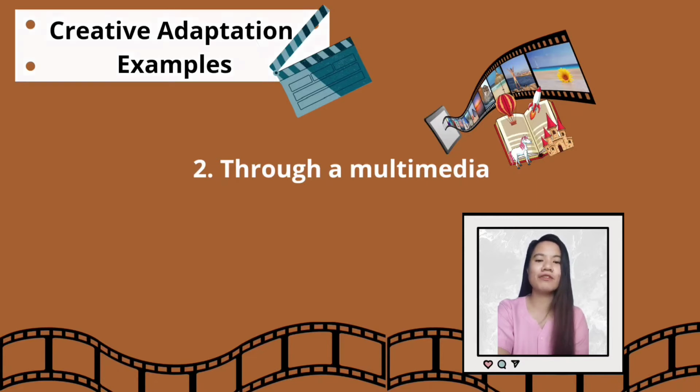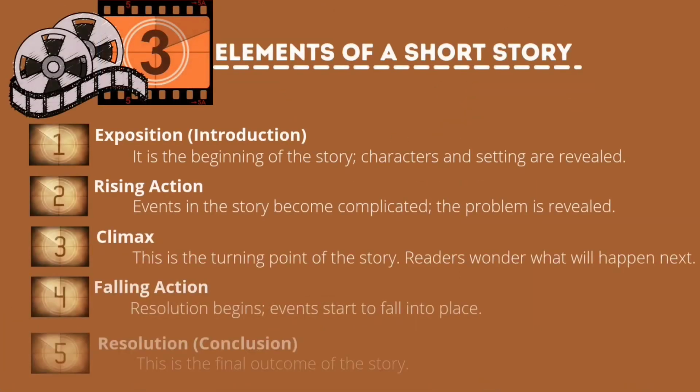the form of multimedia. Here are the 5 elements of a short story that will help you in making your own storyline. Number 1, exposition, or what we call the introduction. It is the beginning of the story. Characters and setting are revealed.